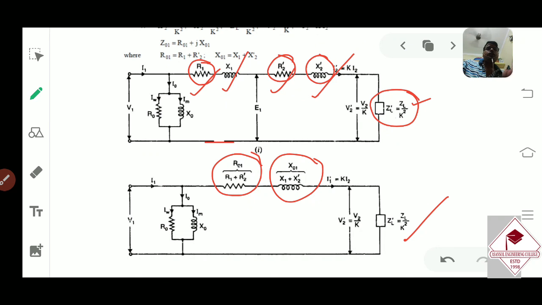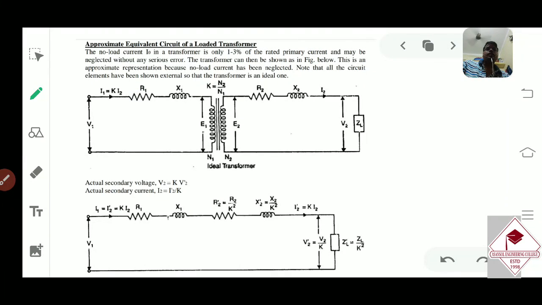Now in the next step, since I naught is a very low current, to get an approximate equivalent circuit for the transformer we can ignore this circuit. Let us see. Here we have removed that portion, and we are left with R1, X1, R2 dash, X2 dash as they are. So this is the approximate equivalent circuit of a loaded transformer.